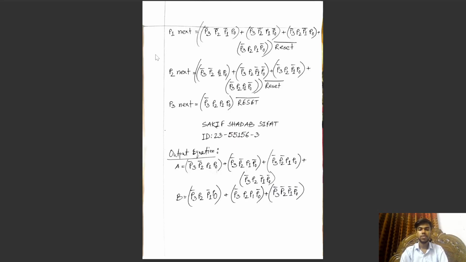And this is how P2 and P3 go on and on. In the final state, only P3 has a bar, and P2, P1, P0 do not contain any bar, and then it goes to reset. And then the output equation has been calculated here, same as before, the A and the B, calculated from this truth table.